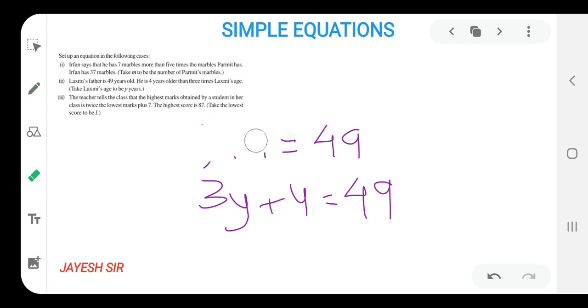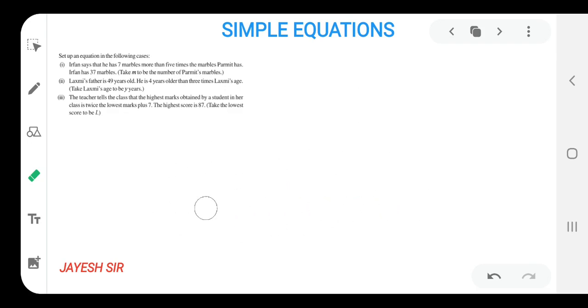So friends, if you are capable of solving on your own, pause the video and try to solve it, as I am solving over here for you. So let us begin with the last sum for the day and see what new we are going to learn today. The teacher tells the class that the highest mark obtained by a student in her class is twice the lowest mark. Take the lowest score as L.